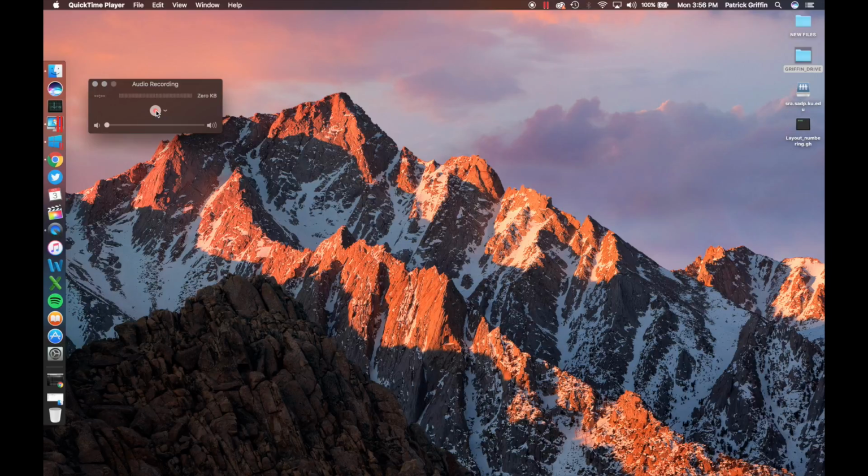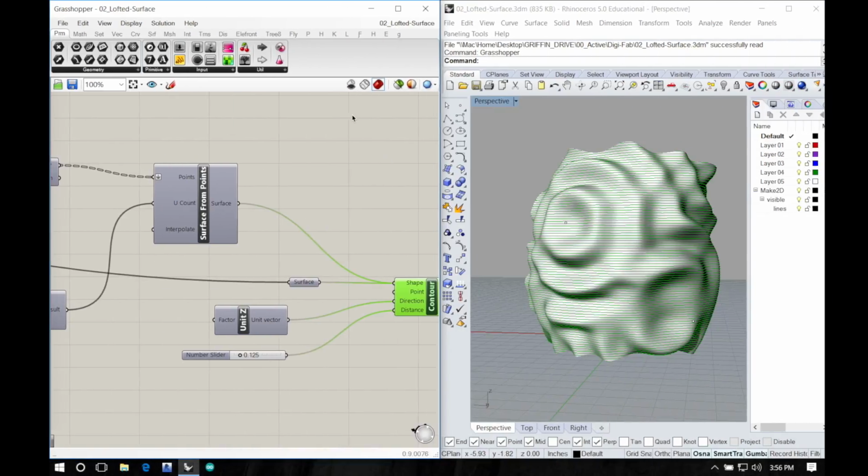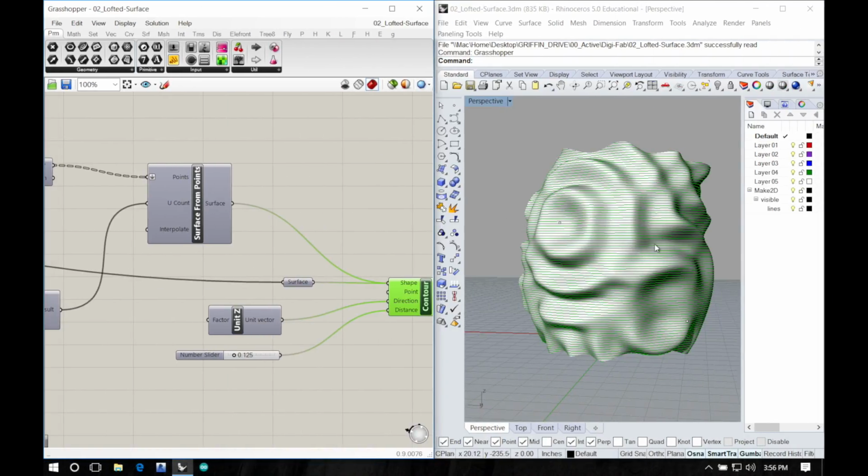Hey y'all, and welcome back to our Grasshopper set of tutorials. This is going to be tutorial number 3, but just to recap where we left off with the last one, I'm going to open up the old Grasshopper script here.